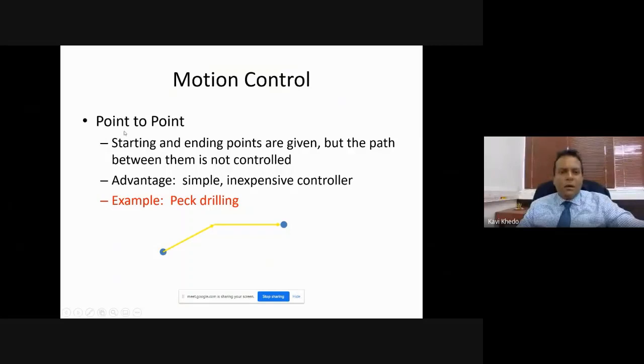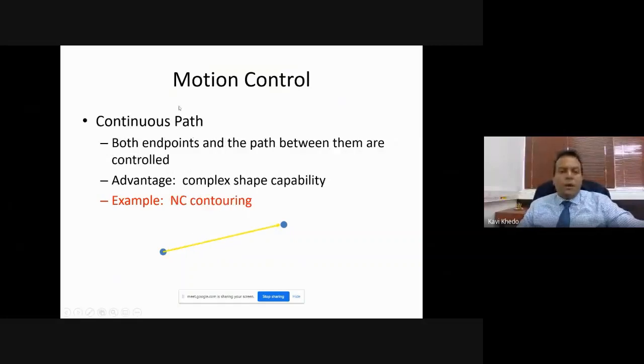So you can have actuators that perform point to point. From here to here, it goes through this point. Starting and ending points are given, but the path between them is not controlled. It needs to move from point A to point B, but how it does it is not controlled. The advantage is a simple, inexpensive controller. But we can also have actuators that perform continuous path, where both endpoints and the path between them are controlled. So you control the path, as well as where it should start and stop. Complex shape capability is possible with this one.